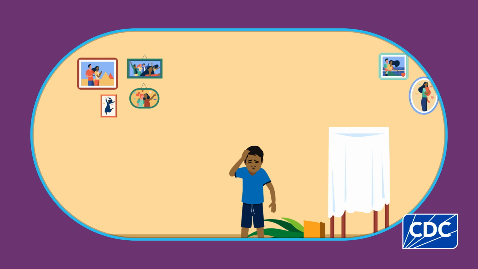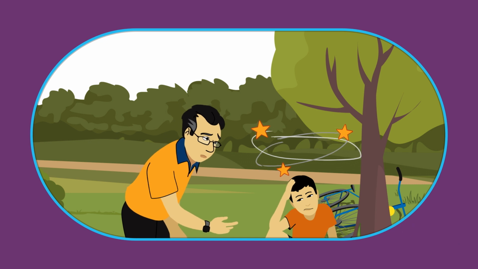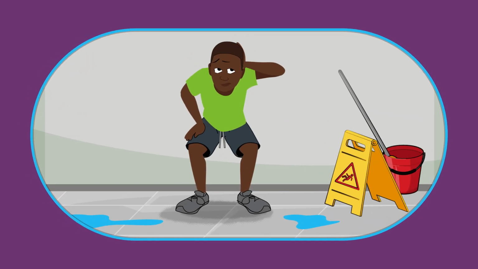CDC. A young boy rubs the top of his head. A red spiral rotates above his head. A woman runs toward him. Then, a boy sitting in front of a fallen bike rubs his head. Another boy rubs his head while standing between puddles of water on the floor. Traumatic brain injuries, including mild traumatic brain injuries, mTBI, are a major problem for children.